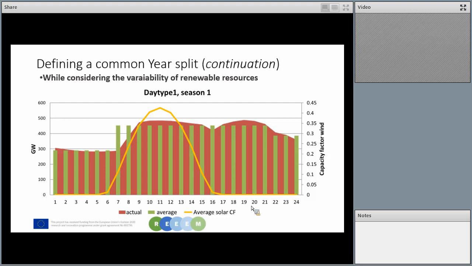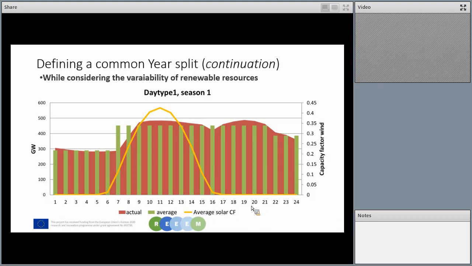So hour 1 to 6 is the first, hours 7 to 21 are the second, and the last 3 hours of the day, 22 to 24, are the third time slice.